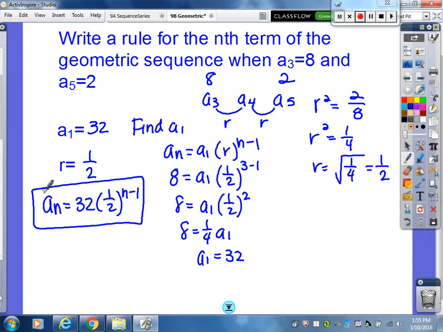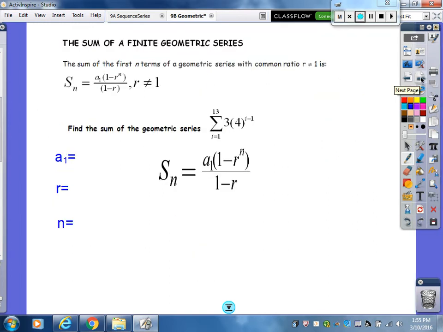Alright, so 3 examples of using the geometric rule. Alright, let's look at some sums now. Let's first look at how to find the sum of a finite geometric series. So here's another formula. Add this formula to your list. So a sub 1 is the first term, r is your ratio, and n is the number of terms. Notice that your ratio cannot equal 1. Why? Because if the ratio is equal to 1, you're going to get 0 in the denominator, and that's never allowed.